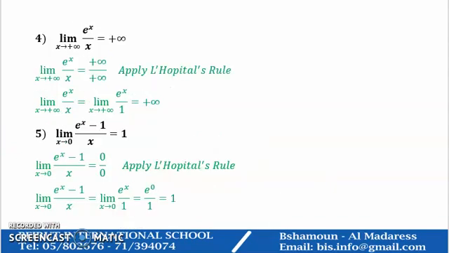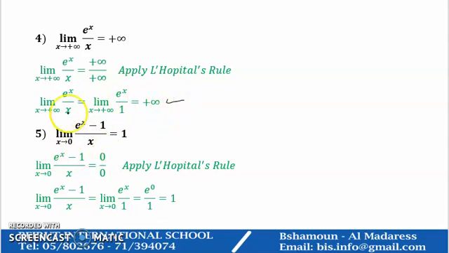Now, here, if we have e^x over x, when x tends to infinity, the answer is infinity. But in fact, it is equal infinity over infinity. E exponent infinity gives us infinity, and when x tends to infinity, x equal plus infinity. So we have indeterminate form. By using L'Hopital's rule, we obtain limit of e^x over x equal e^x over 1. When x tends to infinity, e exponent infinity equal plus infinity.